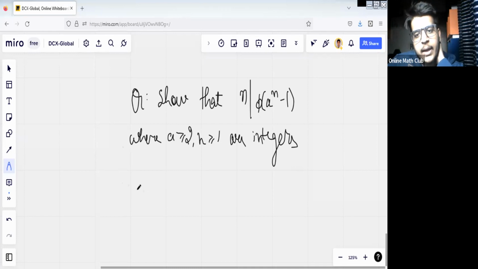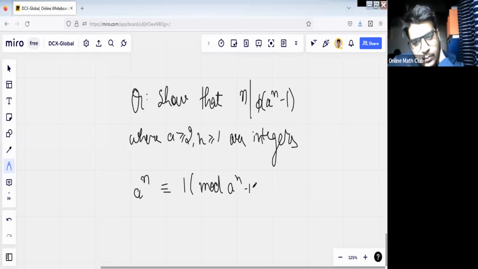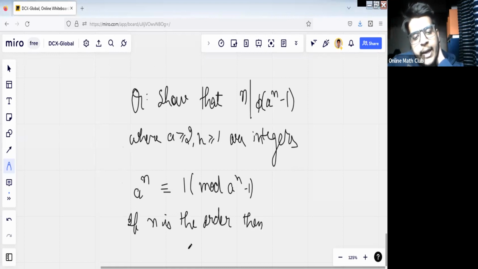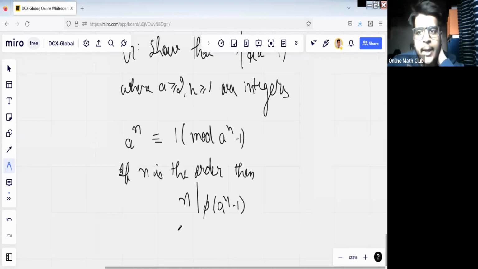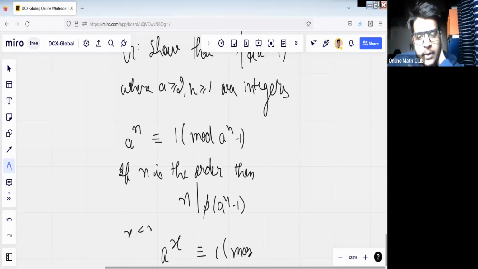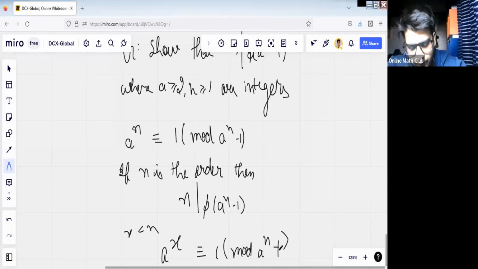So you consider a to the power n, which is clearly congruent to 1 mod a to the power n minus 1. Now if n is the order, then n should clearly divide phi of a to the power n minus 1. But it's possible that n is not the order. How can you say that there exists no smaller x such that x to the power n is 1 mod a to the power n minus 1? It's possible to have a smaller x, right? What do you do in that case?